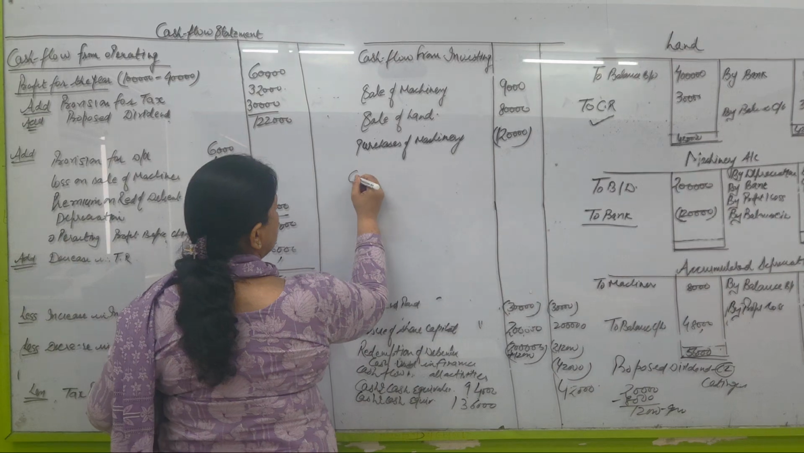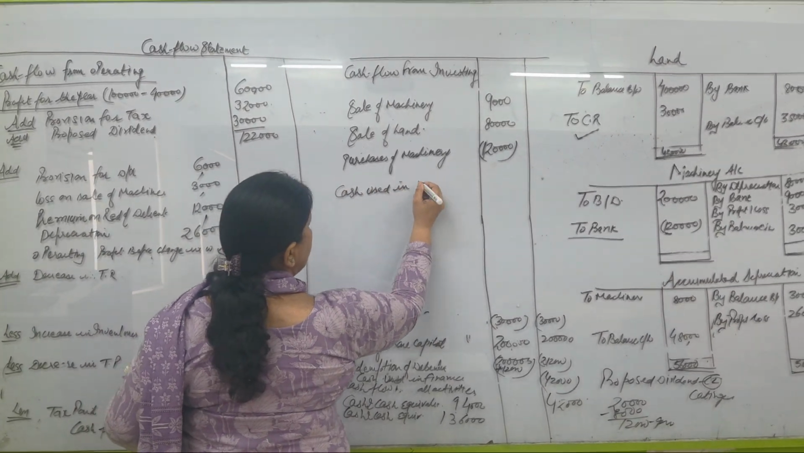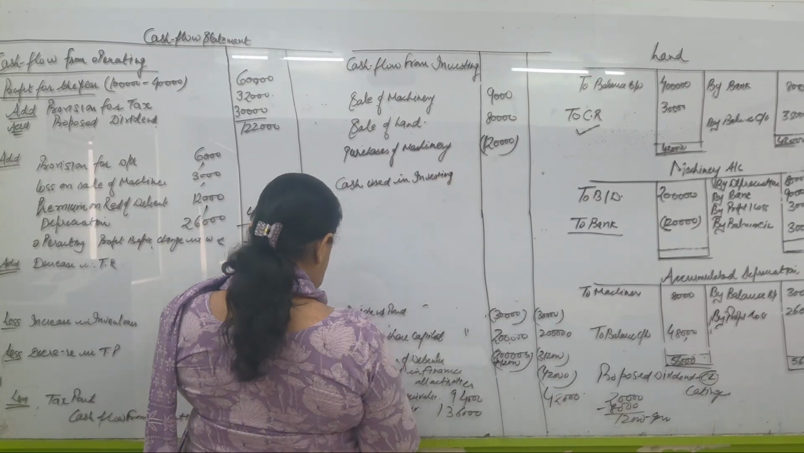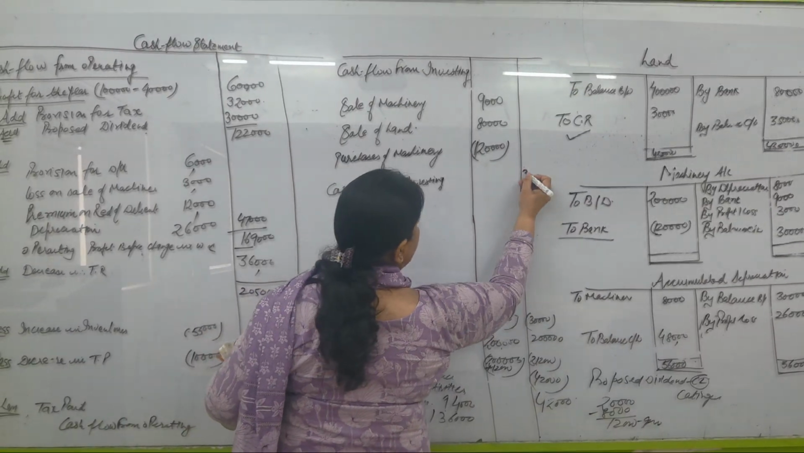Now, cash used in investing, minus 120 plus 80 plus this 31,000.